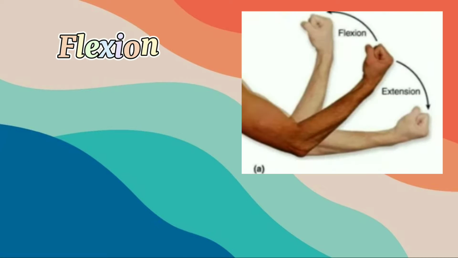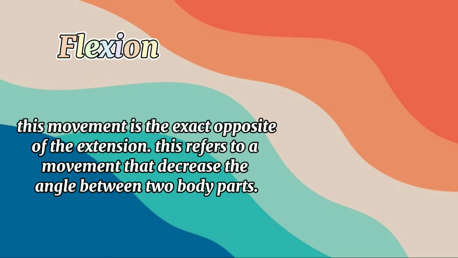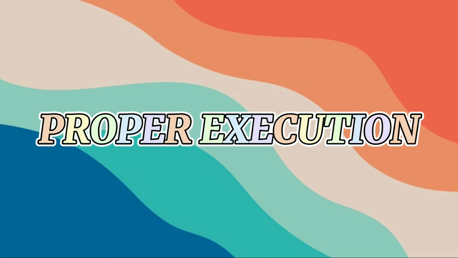The seventh movement is flexion. This movement is the exact opposite of extension. This refers to a movement that decreases the angle between two body parts. Let me show you the proper execution of extension and flexion.